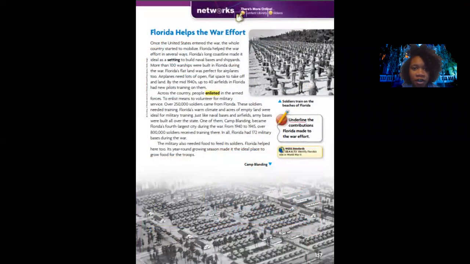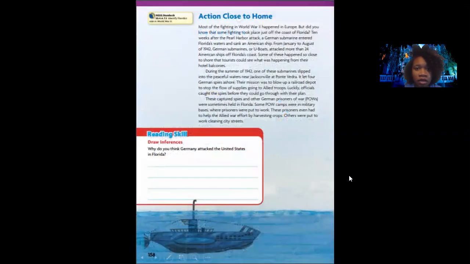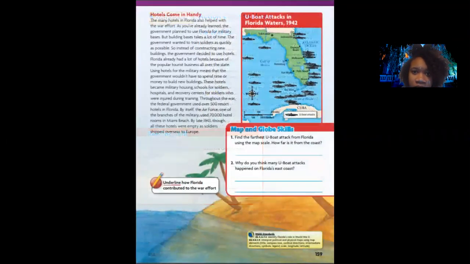Florida helps the war effort. So notice I'm just pretty much going through the text features with you. You are looking at the contributions Florida made to the war effort. Action close to home, which means this is going to be action that took place close to where? Florida. Hotels come in handy.